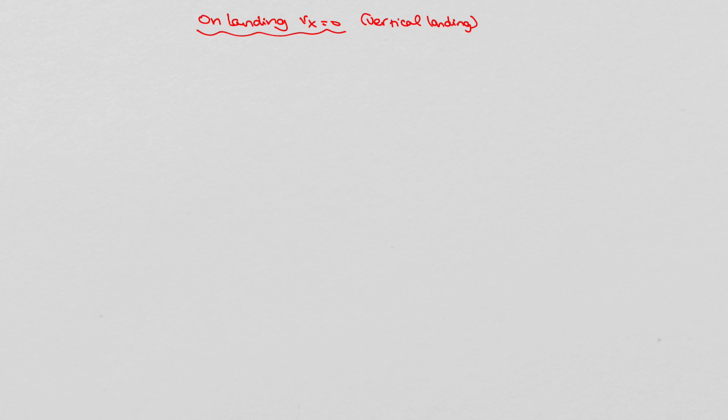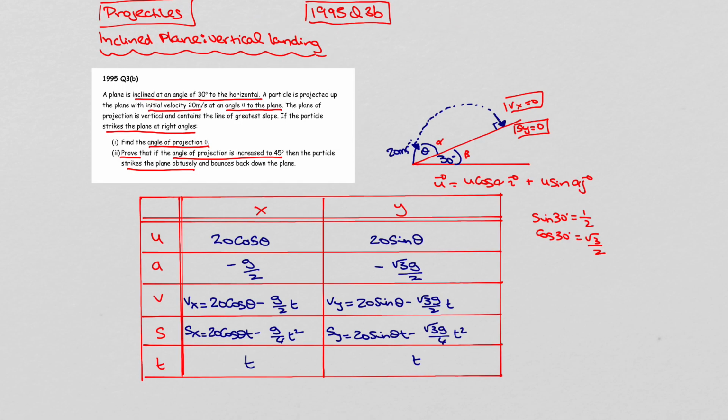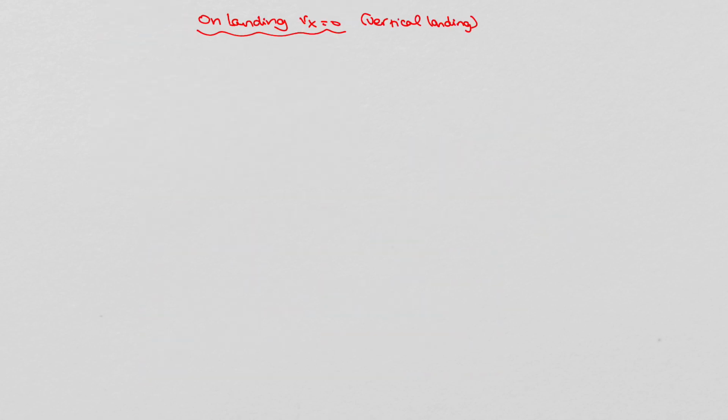So if we're letting Vx equal 0, our Vx is 20 cos theta minus g over 2 t. So by getting t on its own, that gives me 20 cos theta over g.